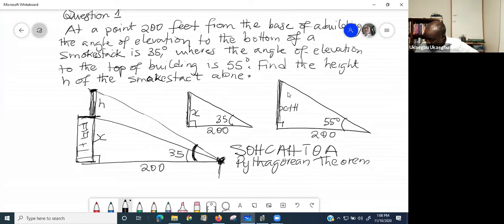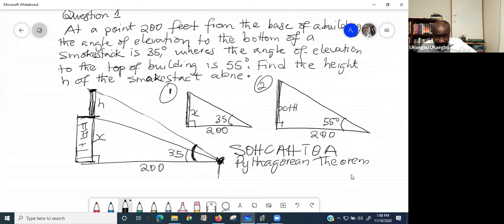So we have to use a trig ratio. In this case, what is the trig ratio that can be used? Look at your SOH CAH TOA. Let's start with the first one. The first one is this one. This is the first triangle. This is the second triangle.